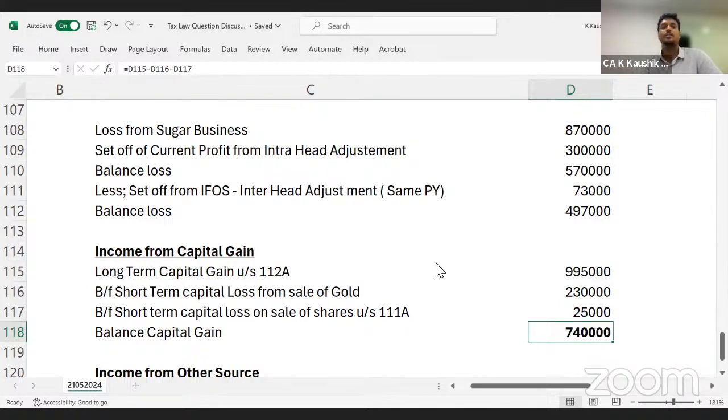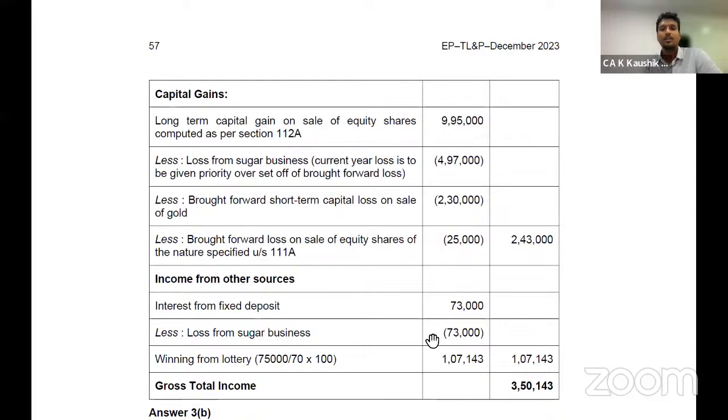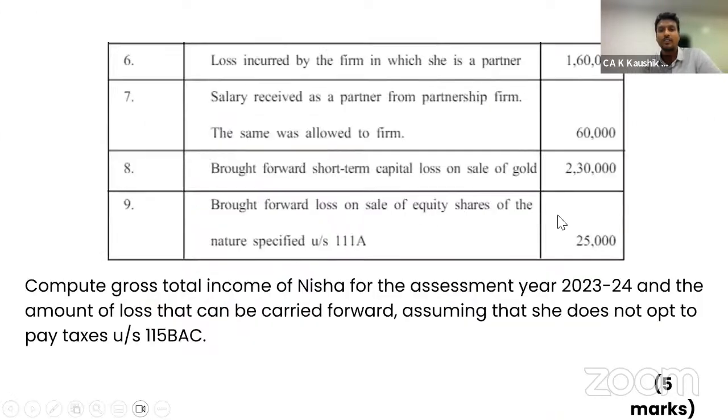Now, you see here what they have given. If you see, there is one more thing. Brought forward loss on sale of equity share under section 111A is 25,000.